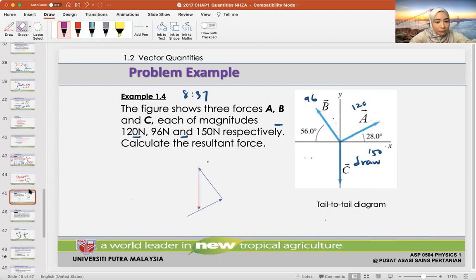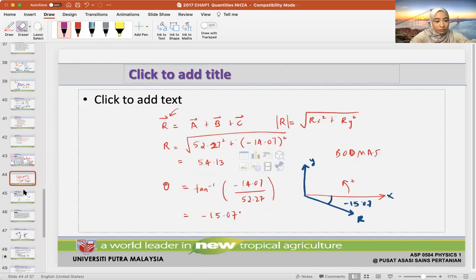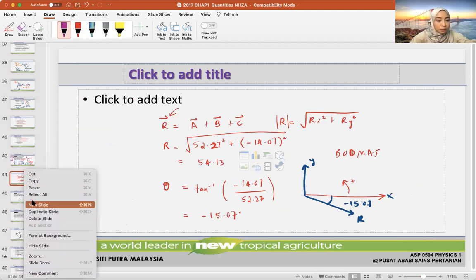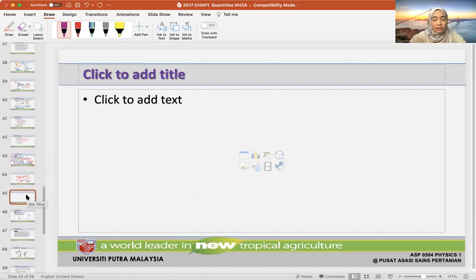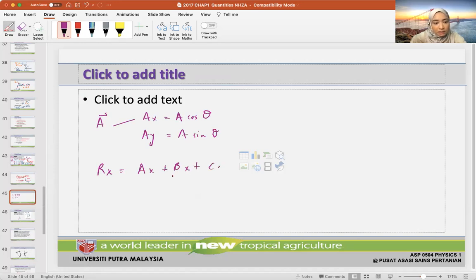Okay, so this is just a recap. I hope you guys are familiar with this already. I will not repeat, but we are just going to do problems from now on. What have we learned apart from that? AX and AY. So we have a vector A, AX equals A cosine theta, and AY equals A sine theta, and then your Rx is the summation of your x's, and Ry is AY, BY, and CY.